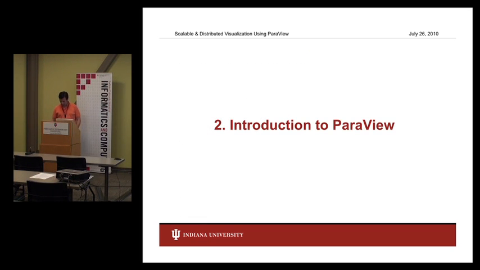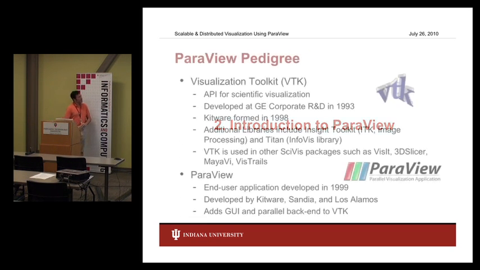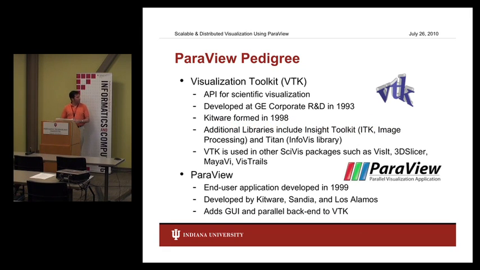So let's talk a little bit about ParaView. ParaView is built on top of the Visualization Toolkit, which has been around since 1993, coming out of GE Corporate Research and Development. They spun off into a company called Kitware in 1998, and have gone on to make a number of other really interesting APIs, including the Insight Toolkit, which is funded by the NIH for doing image data, and more recently, in conjunction with Sandia National Labs, Titan, so they're doing InfoVis.